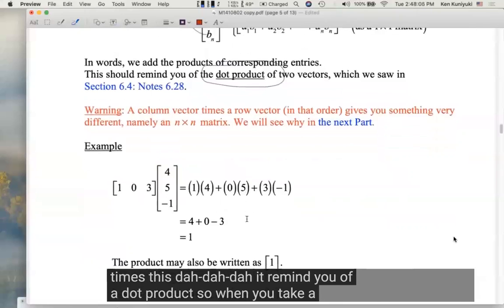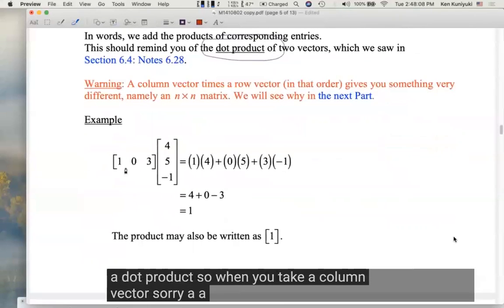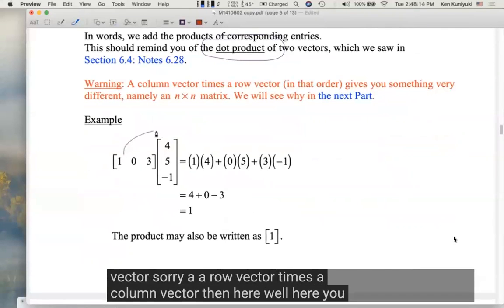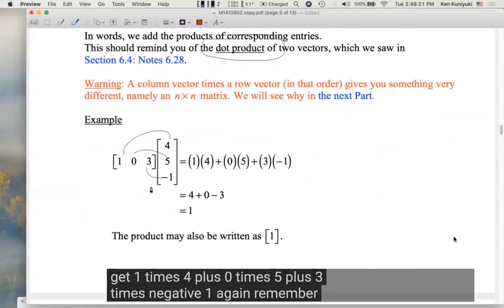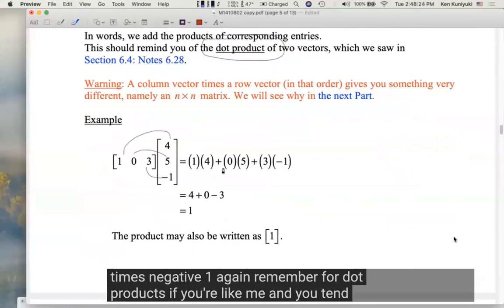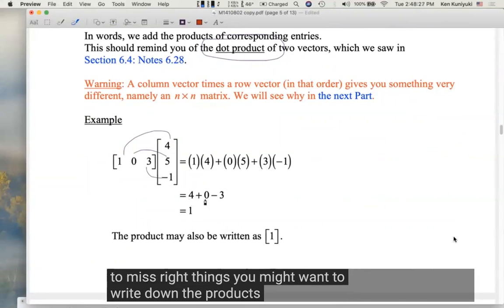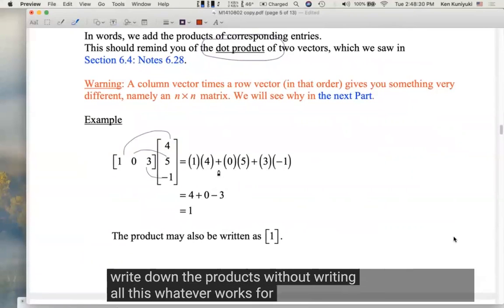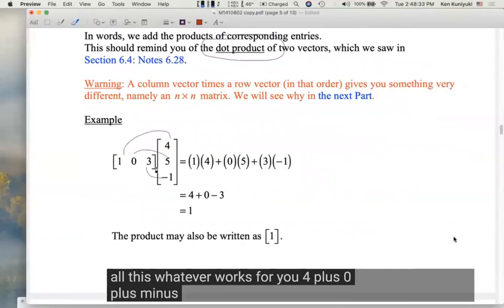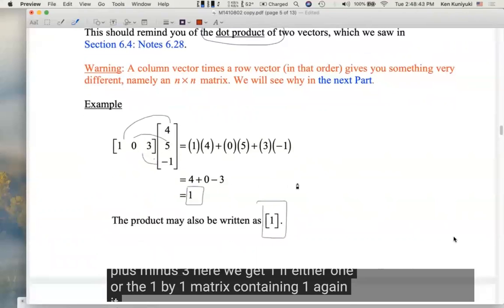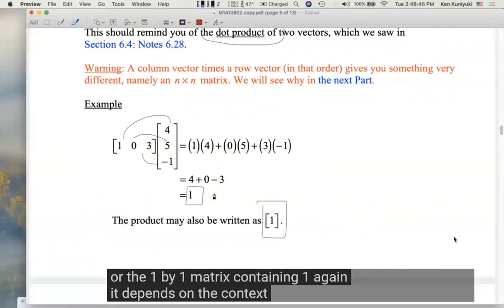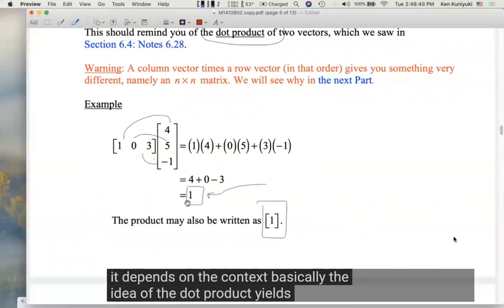So when you take a row vector times a column vector, here you get 1 times 4 plus 0 times 5 plus 3 times -1. Again, remember for dot products, if you tend to miswrite things, you might want to write down the products first, whatever works for you. 4 plus 0 plus -3, we get 1. Either 1 or the 1-by-1 matrix containing 1. Again, it depends on the context. Basically, the dot product yields a scalar.